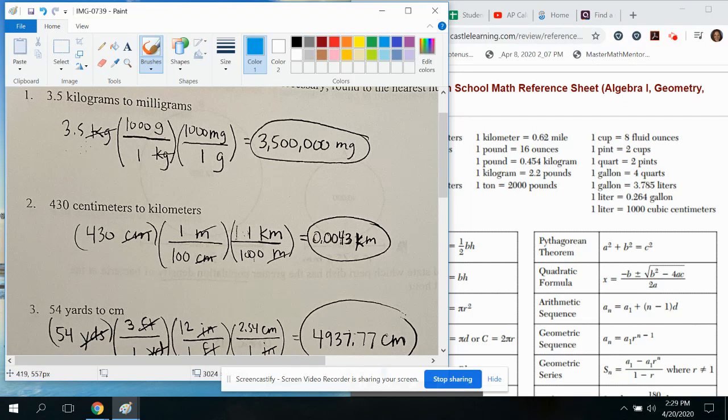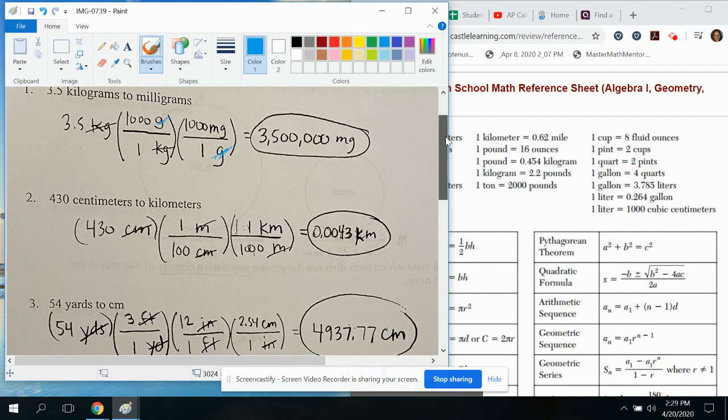Then I could say, okay, I want to get to milligrams. Well, there are 1,000 milligrams in just 1 gram. So I'll choose that. Grams cancel out, and I know my conversion. All I have to do is go across and do the mathematics appropriately. In this case, I'm just multiplying 3.5, 1,000, and another 1,000. So it's 3.5 million milligrams.